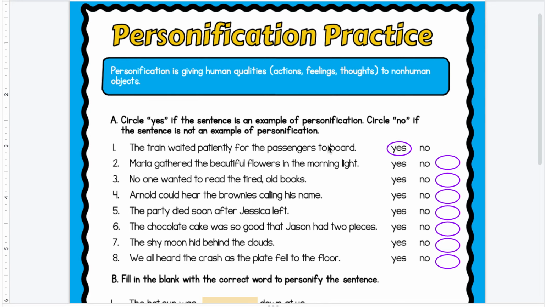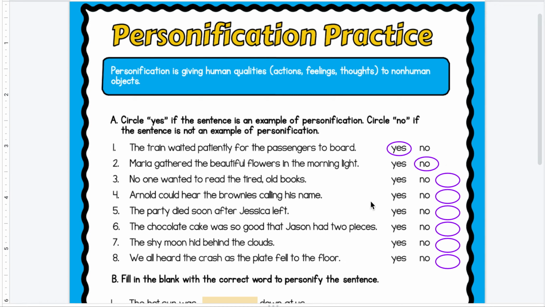Maria gathered the beautiful flowers in the morning light. Is this one personification? So we're talking about Maria. She gathered some flowers. Is anything being personified? We would be looking to the noun that's not a proper noun because this is a person. We would be looking to the item, which are the flowers. Are they being personified? They are not. So this is no.